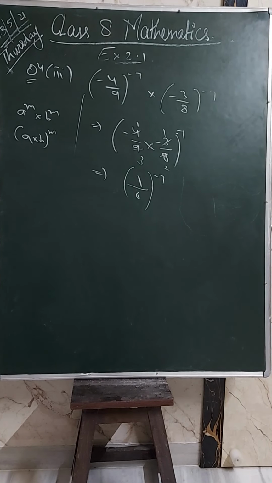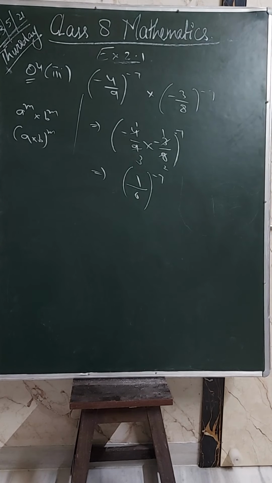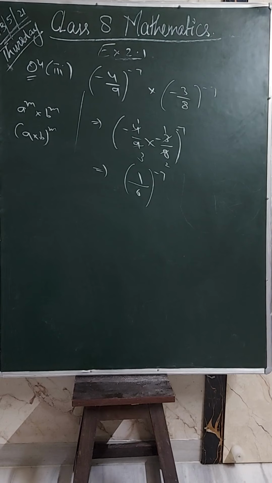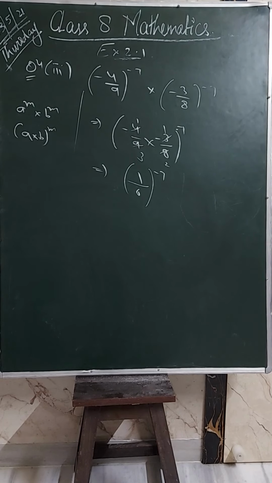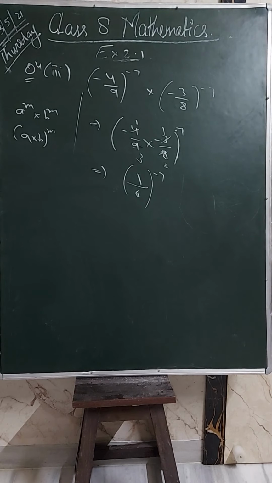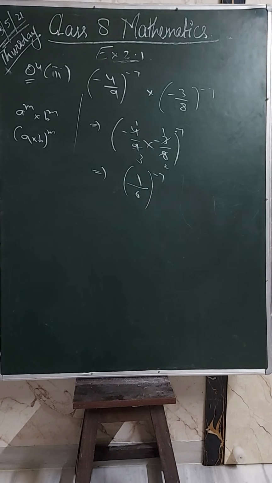Now 4 questions are completed and 4 are left. Question number 5, 6, 7 and 8. Now fifth question. Fifth is 3 square into 2^-2 multiply 5 square divided by 5 square. Easy questions are there now.